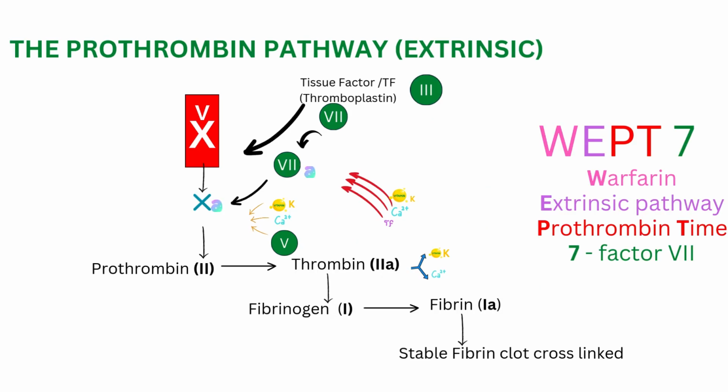The easiest way to remember the extrinsic pathway is by remembering the mnemonic WEPT7, where W stands for warfarin, which is a blood thinner that inhibits vitamin K dependent clotting factors and causes delay in clotting. E stands for extrinsic pathway. PT is for the prothrombin time, which is a test that measures the clotting time via the extrinsic pathway. And 7 is factor 7, which is the key factor in the extrinsic pathway.